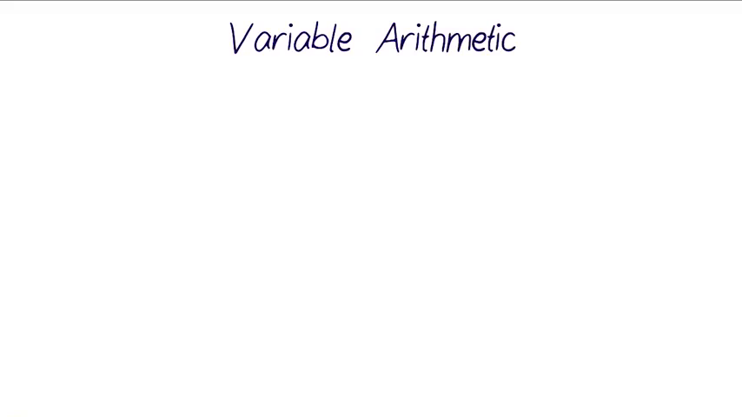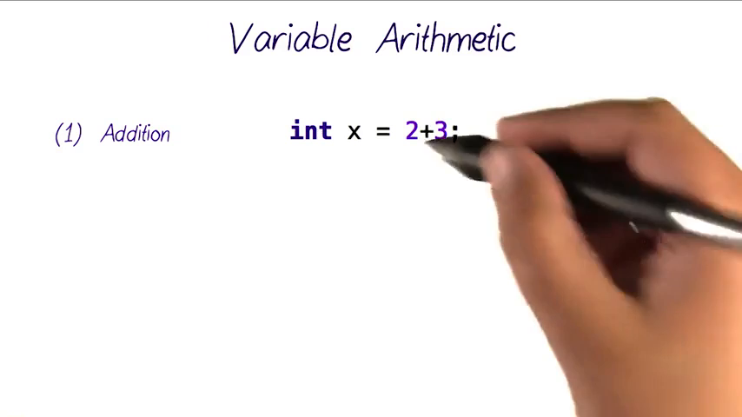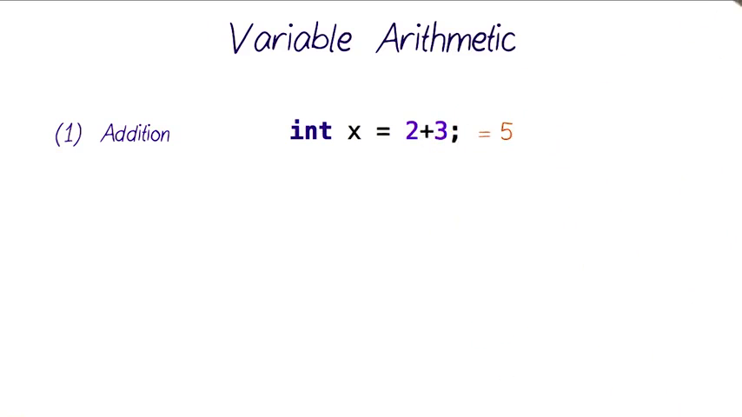In our bus example earlier, we've learned how to do some basic arithmetic operations, like using the plus sign to add two numbers together. For example, if we had this statement, integer x equals 2 plus 3, that would do this calculation over here and would calculate 5 and then store 5 into our variable x.